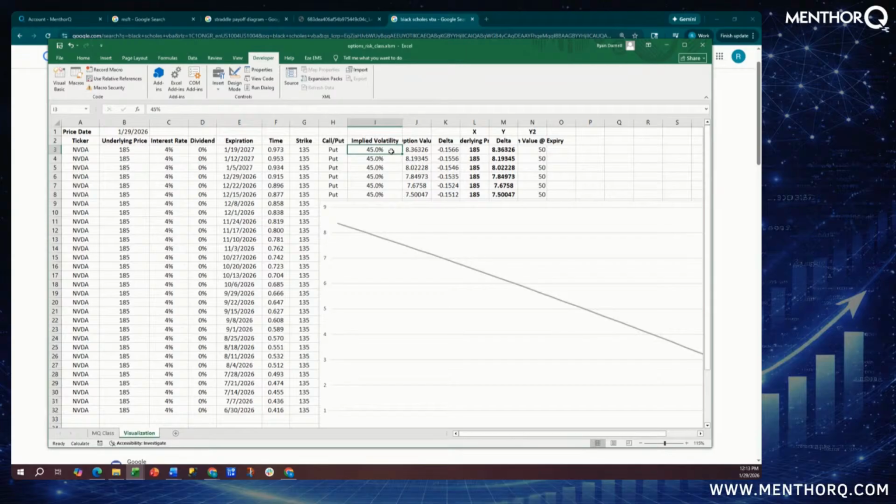So it was right around there. Volatility was around 45%. I was able to buy a 1-year option on NVIDIA, pretty far out of the money, mind you, $50 out of the money, for about $8.30. That was about where I bought it.